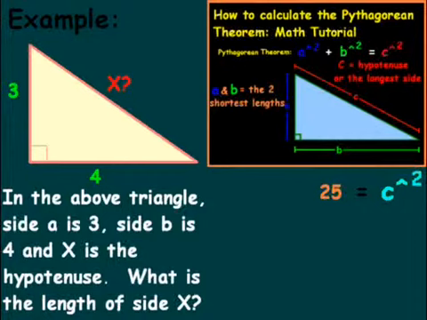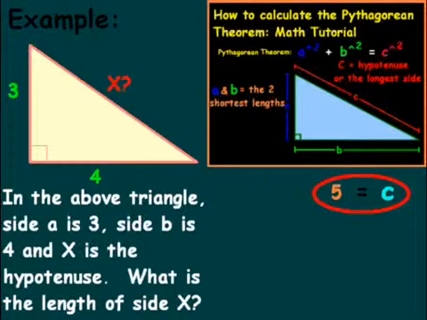Well, we want to know what c is, not c squared. So we're going to take the square root of both sides. If you take the square root of c squared, it's going to be c. If you take the square root of 25, it's going to be 5. So 5 equals c, and our answer is c equals 5.